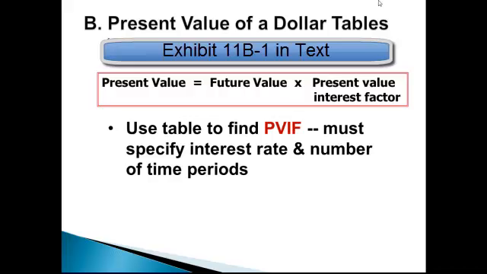You can find the present value of any future cash flow by taking that future value or future cash flow and you multiply by the present value interest factor. I'll abbreviate that PVIF. You will have to specify the interest rate and the number of time periods.